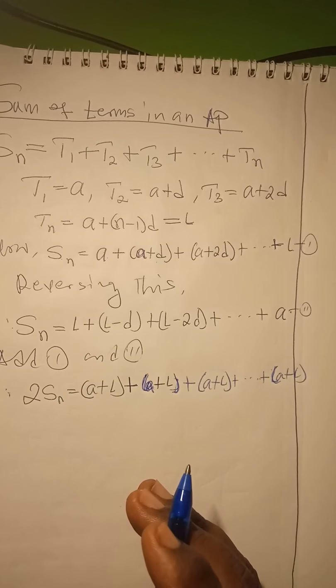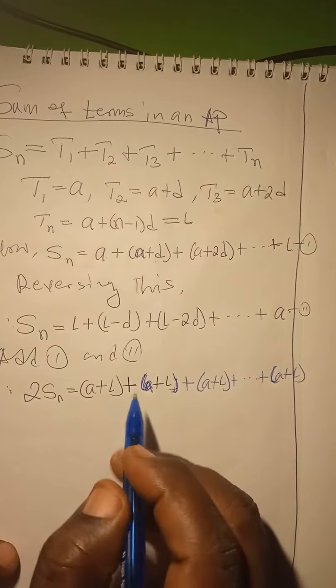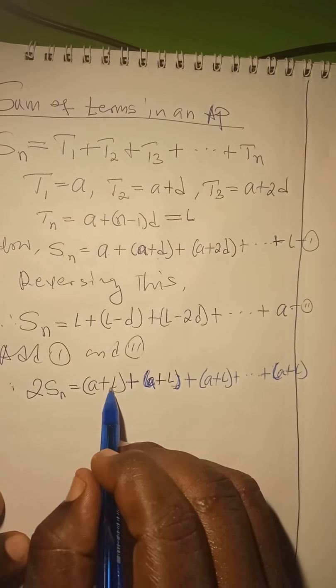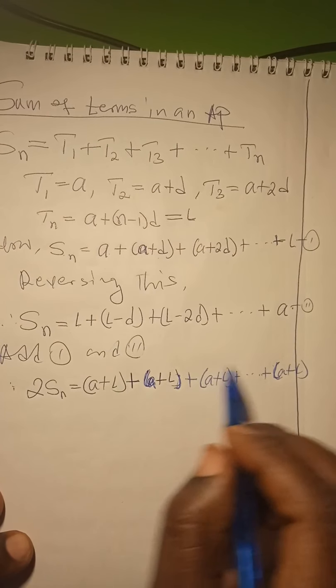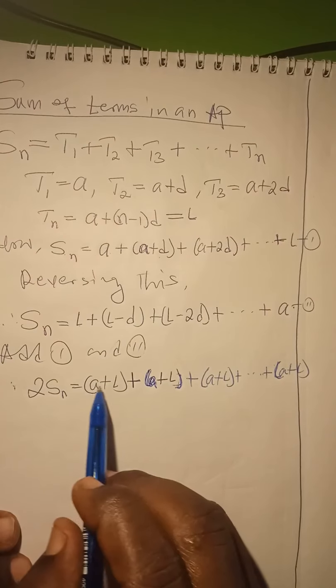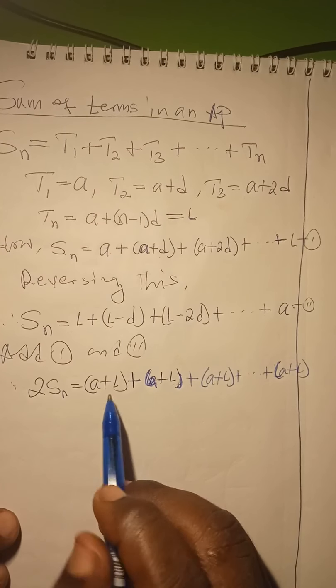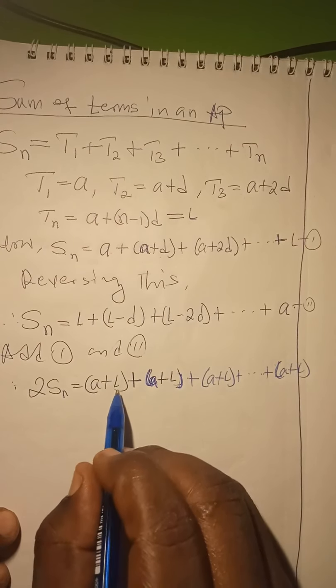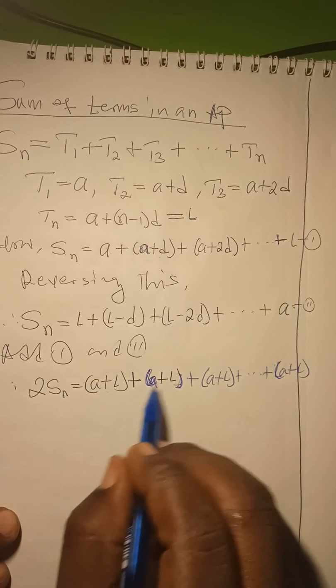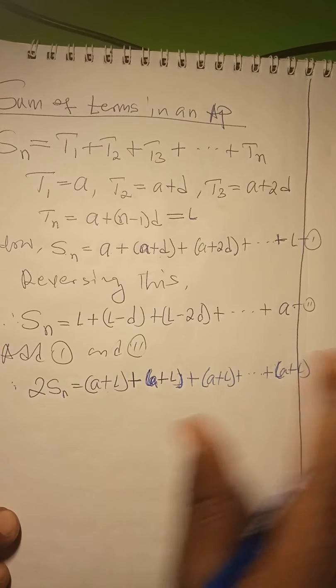See, they are uniquely the same. So what to do now? This plus this plus is something similar. We are adding throughout. How many terms are here? That is the first question you ask yourself. How many terms do we have in this? A plus L, another A plus L, up to n times.